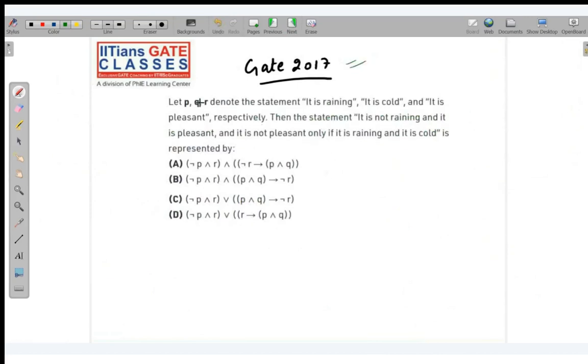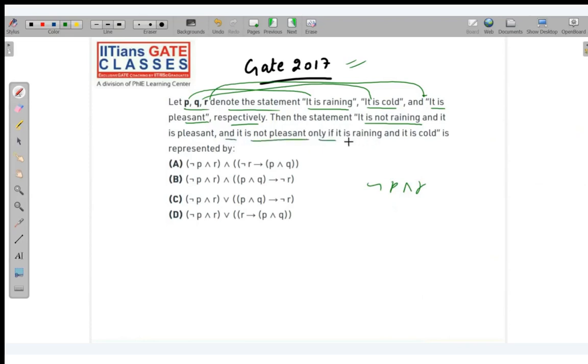A 2017 question. Let P, Q, R denote the statements: it is raining, it is cold, it is pleasant, respectively. So P is it is raining, Q is it is cold, R is it is pleasant. Then the statement it is not raining is not P. And it is pleasant is R.